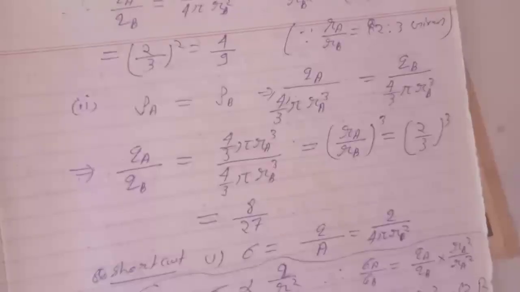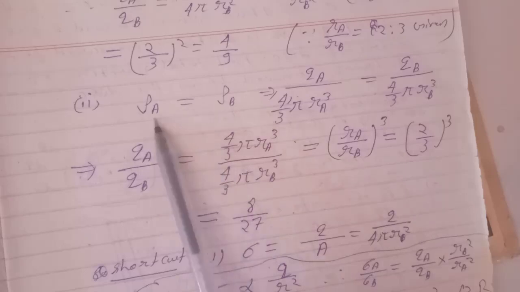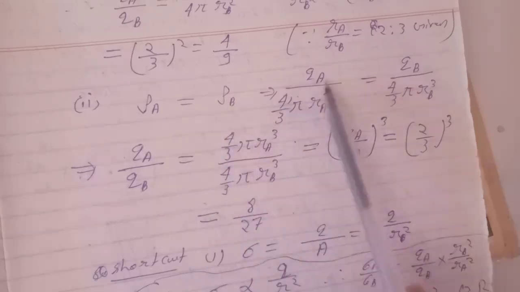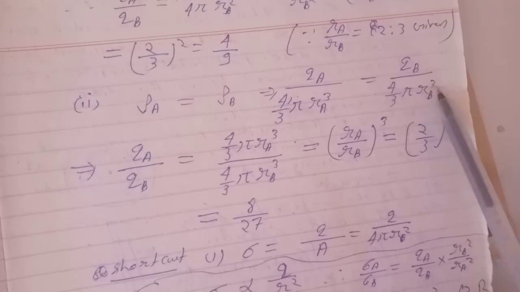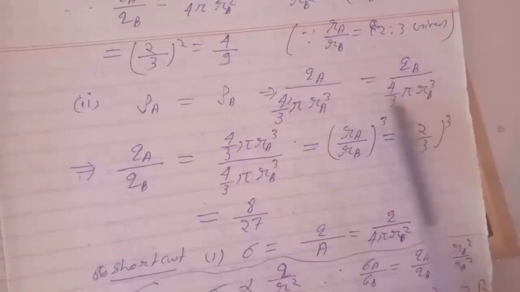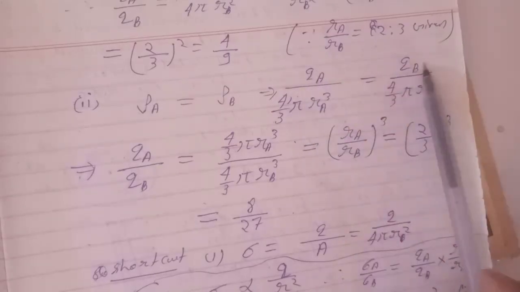Again, in the second case, rho A equals rho B, that is, the volume charge density of body A is equal to the volume charge density of body B. This implies QA by 4/3 pi RA cube equals QB by 4/3 pi RB cube. This is the volume of body A, this is the volume of body B, this is the charge on body A, this is the charge on body B.